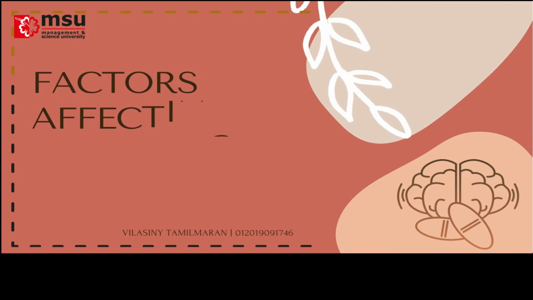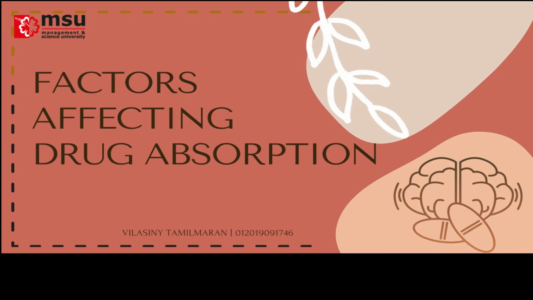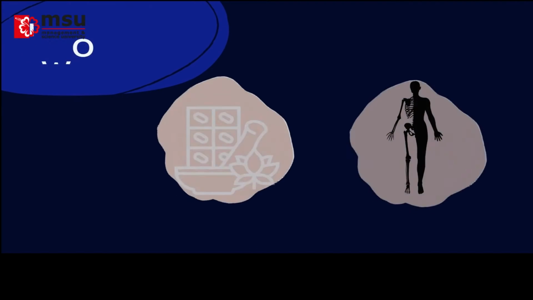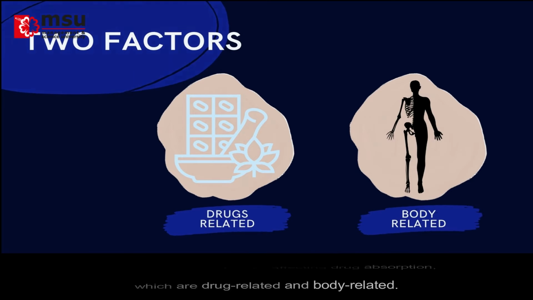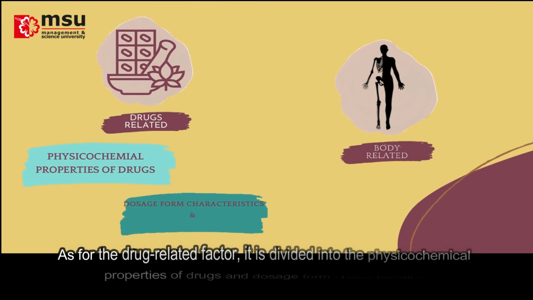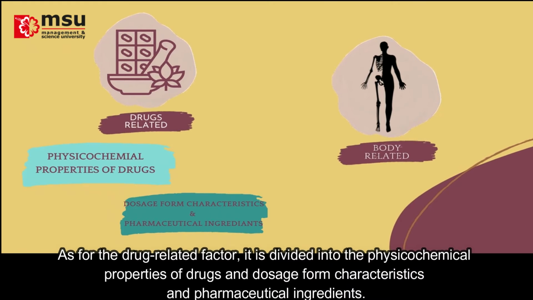I'm Vilashni Tamarin, and I will be presenting the factors affecting drug absorption. There are two main factors affecting drug absorption, which are drug-related and body-related. As for the drug-related factor, it is divided into the physicochemical properties of the drug and dosage form characteristics and pharmaceutical ingredients.